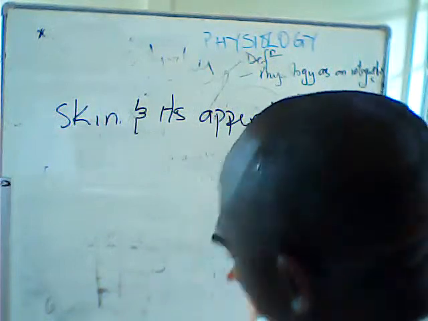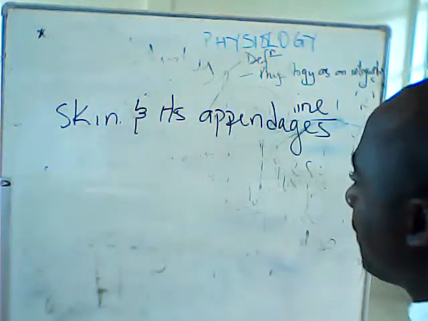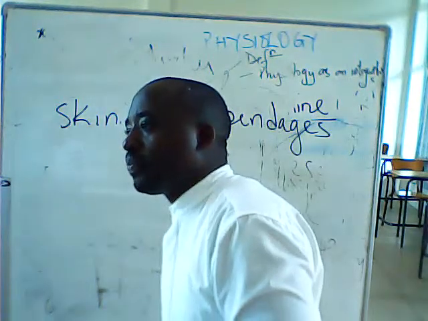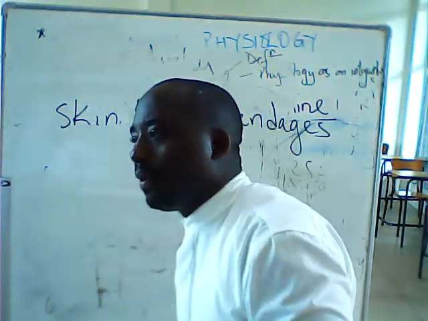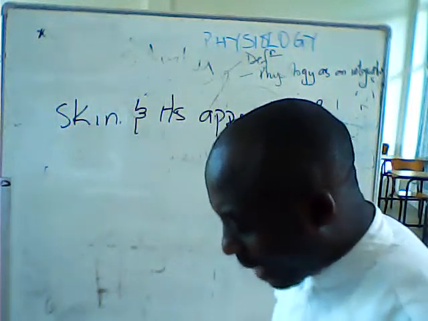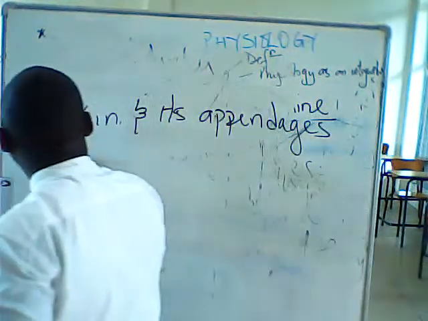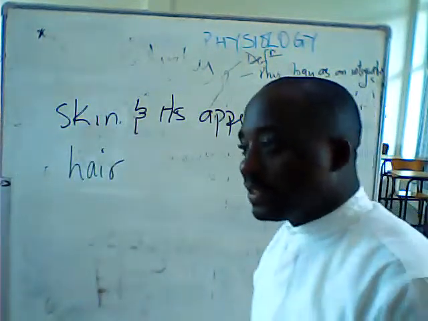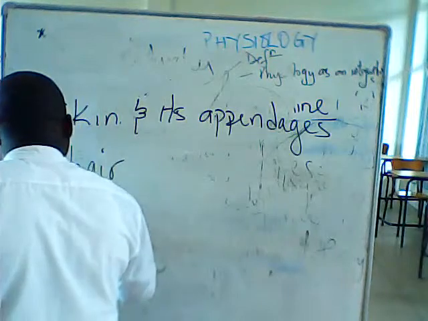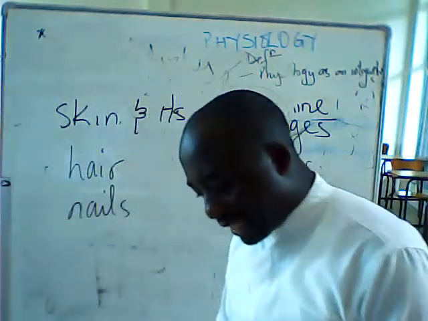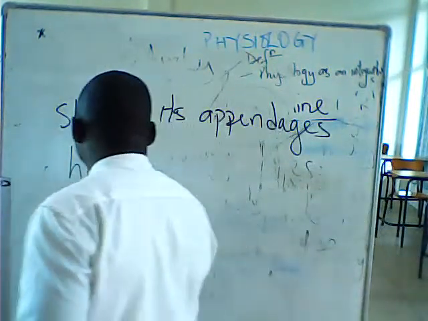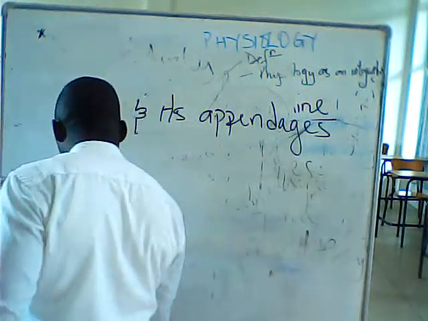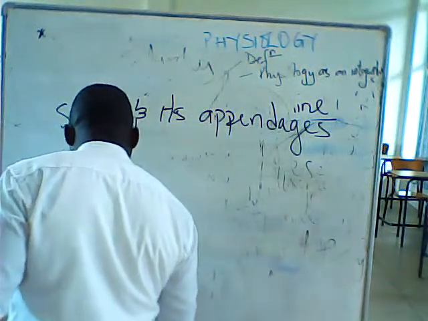So the skin is the outermost covering of the human body, isn't it? Okay. And can somebody list for us the appendages? We have hair. Okay. What again? Nails, sebaceous glands, and sweat glands. Okay. Sebaceous glands and sweat glands.